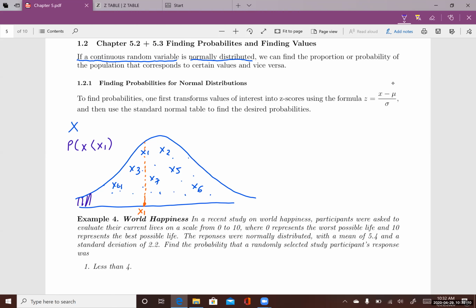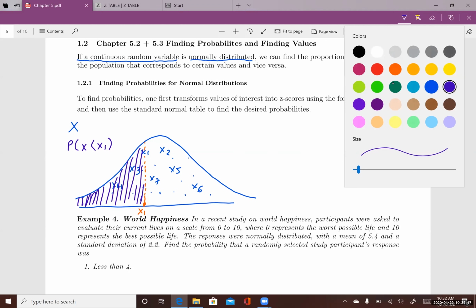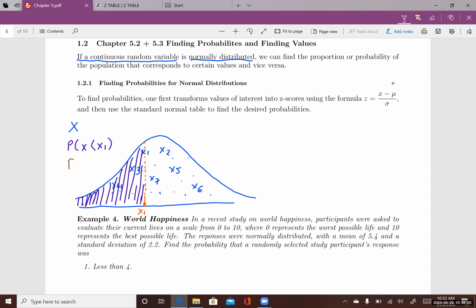Which is this cumulative area here. Or you can find the probability or the proportion of the population that is greater than x1. It's going to be this area here. So how can you use the normal distribution to find this corresponding probability or proportion of the population?